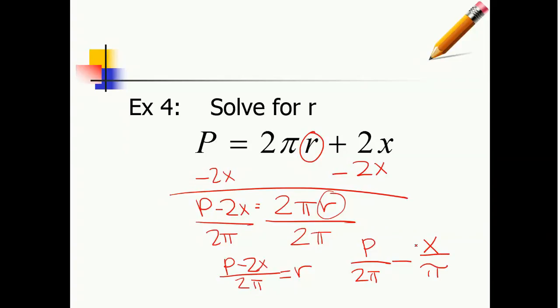Why am I writing it like that? Well, I have a 2 here, right, and a 2 there. Those can cancel out. So I still have a 2 over here, but I can cancel out the 2's over here, leaving x over pi. Am I okay with you guys leaving it in this form? Yes. It's a little bit more messy, but it's okay. I solved for r. I'll be able to plug in my p and my x in no time.